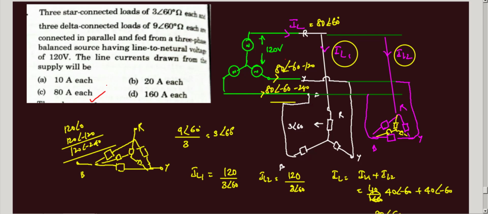You can expect 2 marks for TRB and TNEB. Okay, thank you.